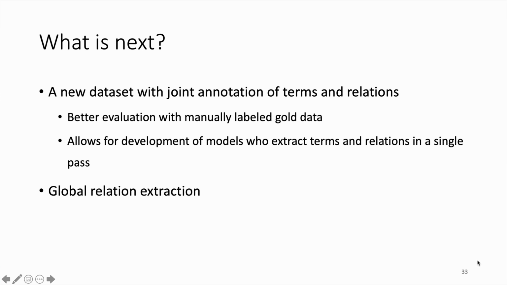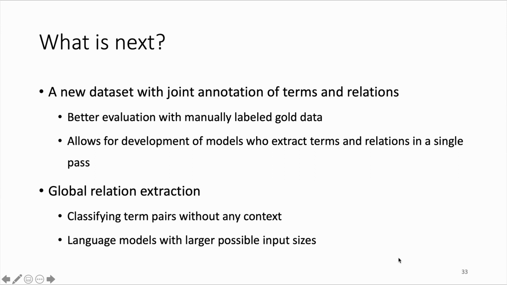Secondly, we are interested in extracting global relations, and therefore we already created a model which is able to classify terms without any given context. The missing context, of course, leads to a worse performance. On the other hand, it's able to classify terms which appear on the opposite ends of an input text. And thirdly, we want to experiment with language models that allow for larger input sizes, like Big Bird Pegasus.